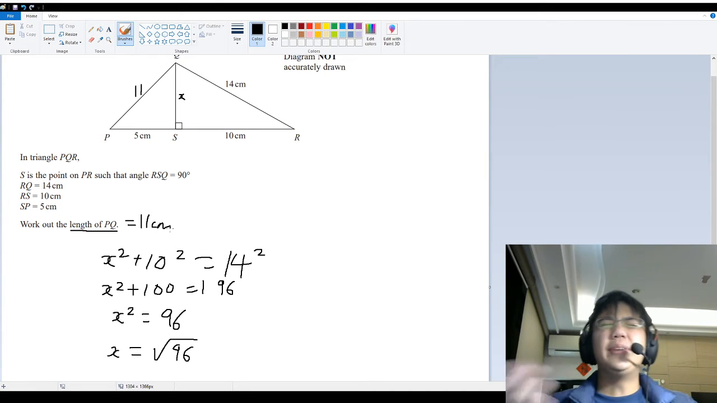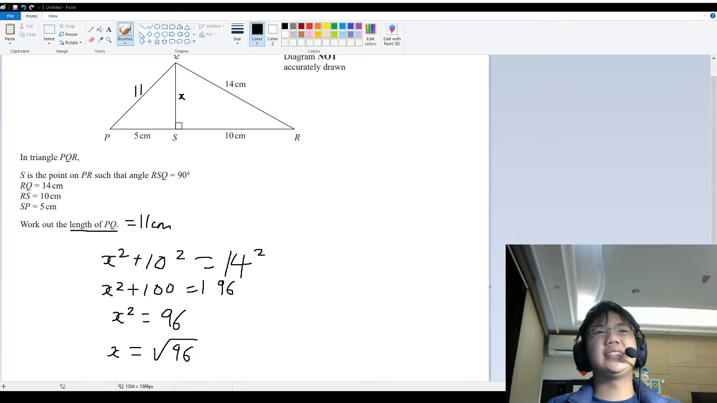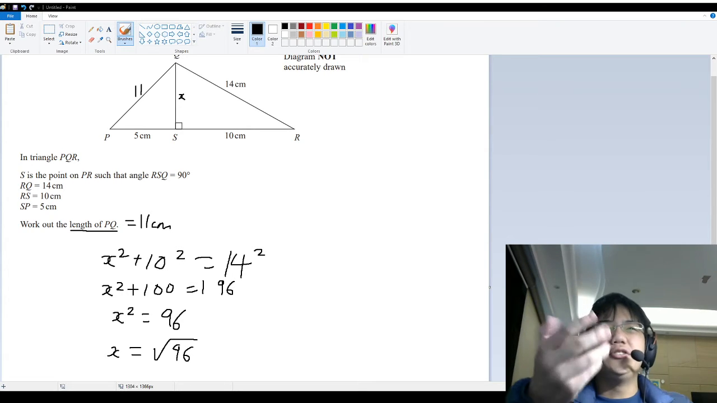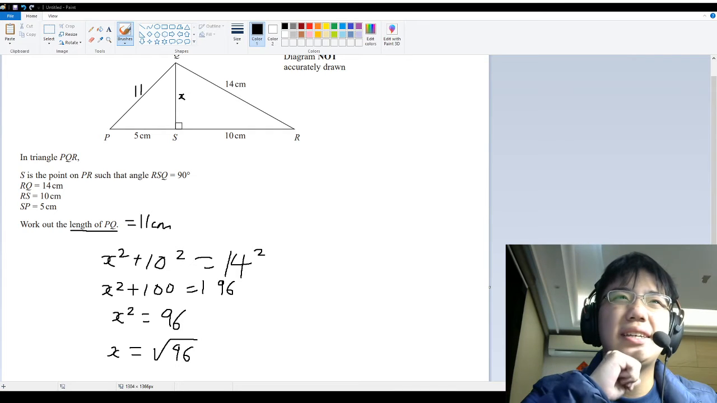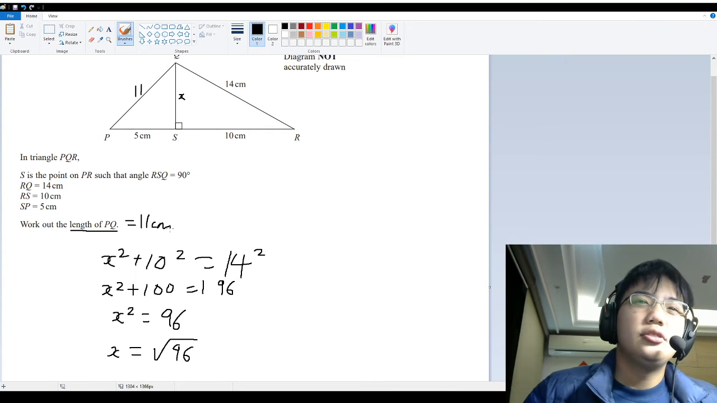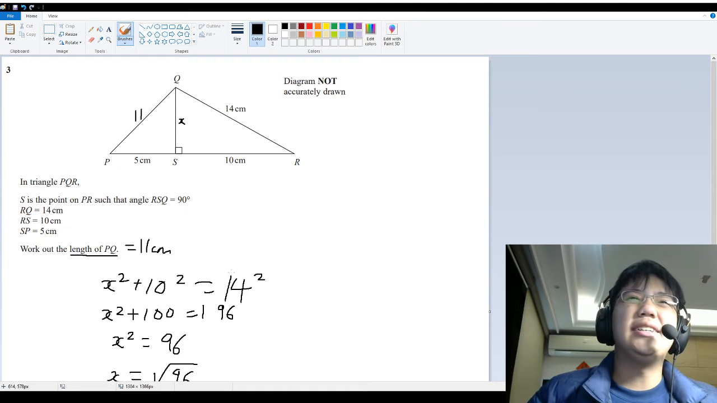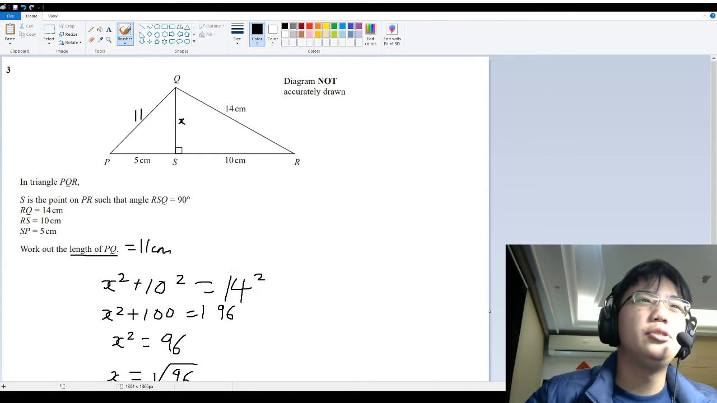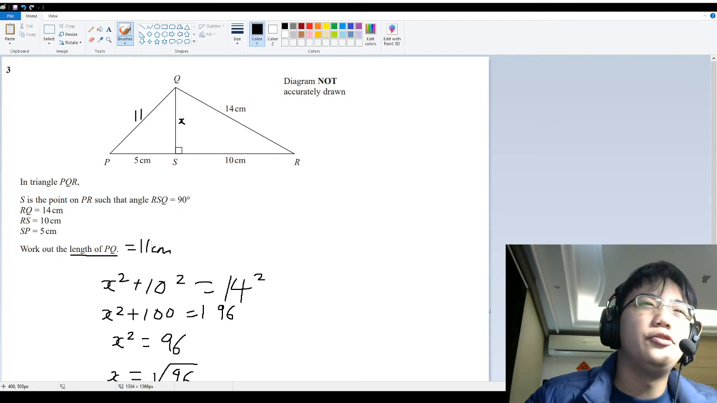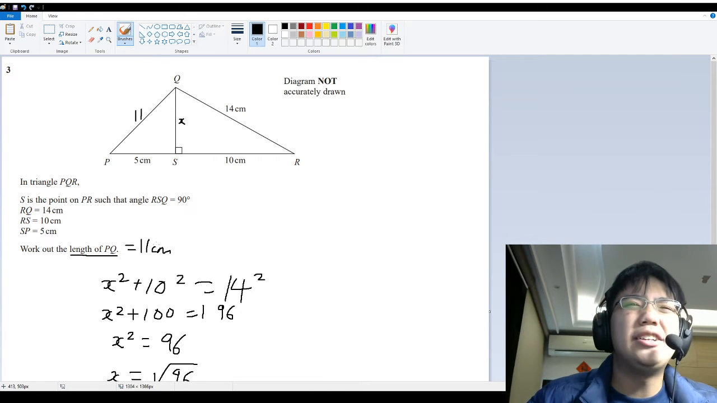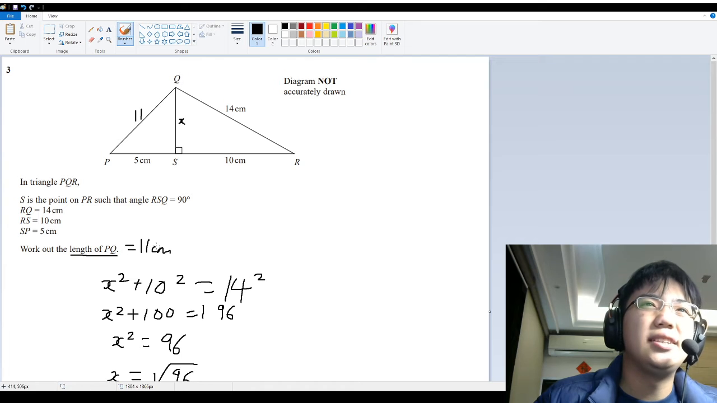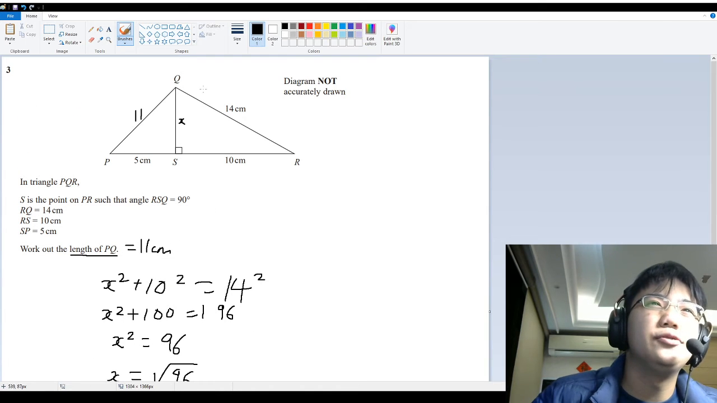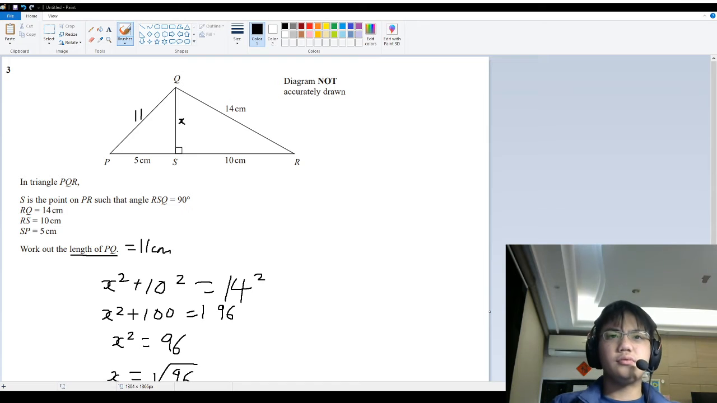Remember to put the measurement units at the end of your answer if all the given data also uses units. The inclusion of units might be worth a mark, and forgetting to add units might cost you a mark. So always remember to add units at the end of your answers if the question needs them or just mentions them. So yes, the answer to this question is 11 centimeters for the length PQ.